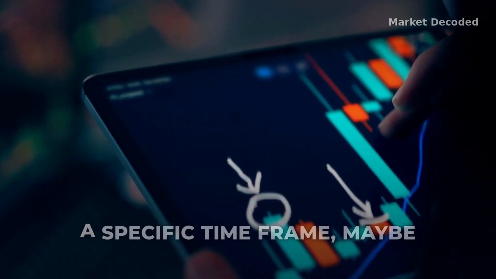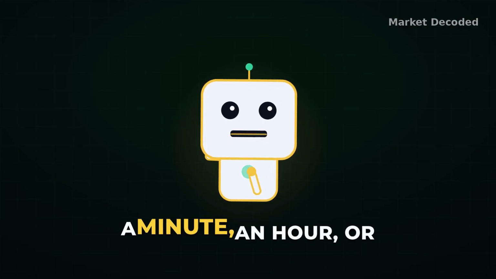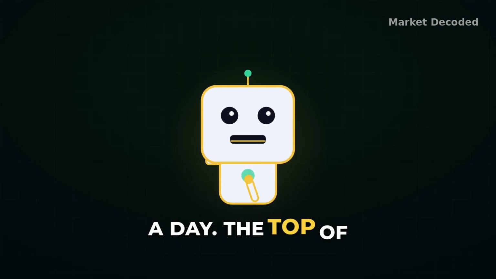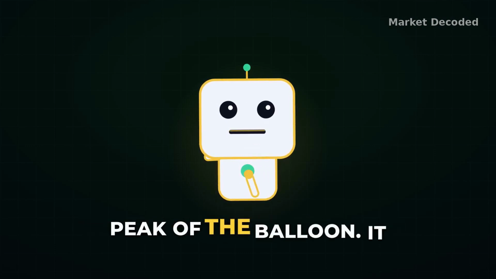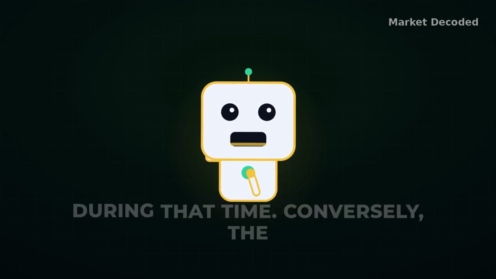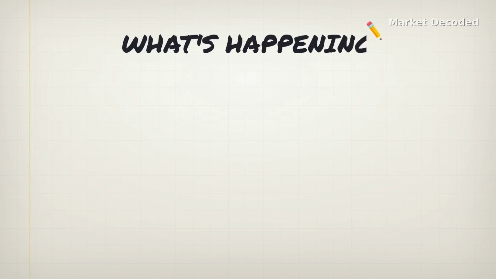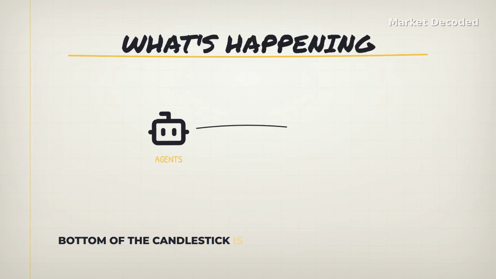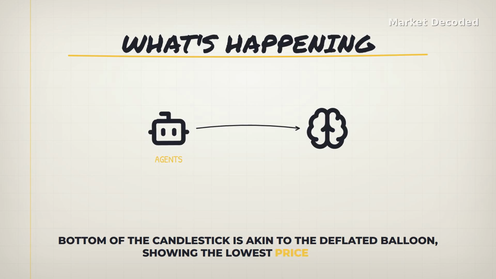Each candlestick represents a specific time frame, maybe a minute, an hour, or a day. The top of the candlestick is like that peak of the balloon. It represents the highest price reached during that time. Conversely, the bottom of the candlestick is akin to the deflated balloon, showing the lowest price within that same period.